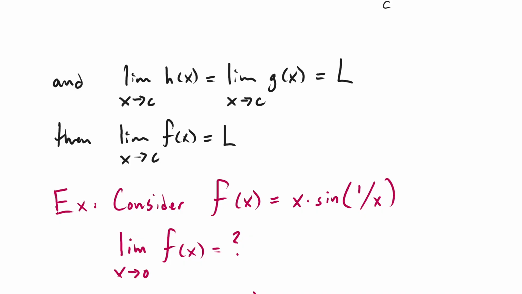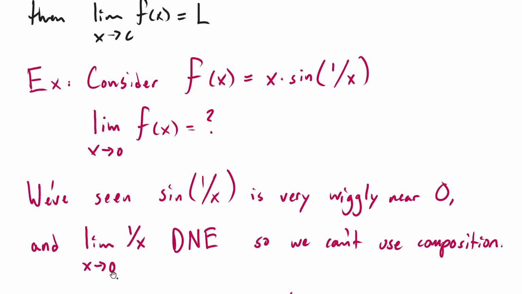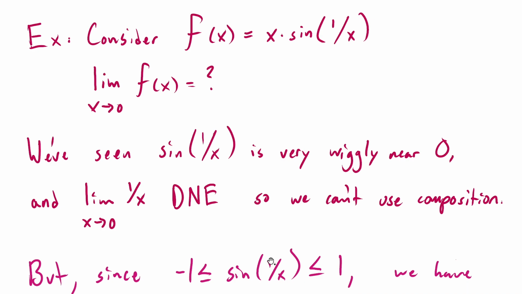Let's say we had f of x equal to x times sine of 1 over x. What is the limit as x approaches 0? Notice this function is not continuous there. In fact, we know from previous examples that sine of 1 over x is going to wiggle very, very much as we approach 0. Moreover, the limit as x approaches 0 of 1 over x doesn't exist, so we couldn't use composition anyway. But we are able to trap this troublesome wiggle in between positive 1 and negative 1, because that's as big as sine will ever get.